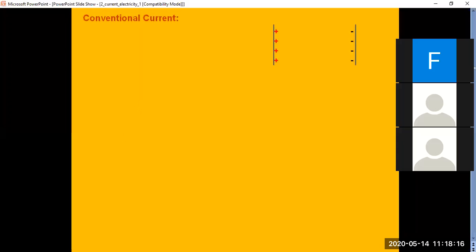Now what is this convention of current? Conventional current means in what direction current can move. You can see a conductor here. One side we have positive terminals, red. The other side you have negative terminals, which is black. So positive charges are with plus sign, negative charges are with minus sign.